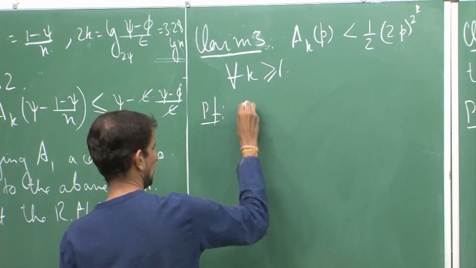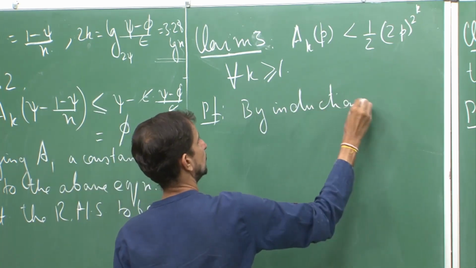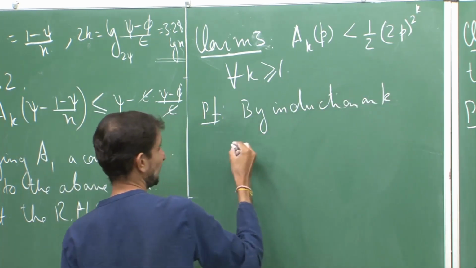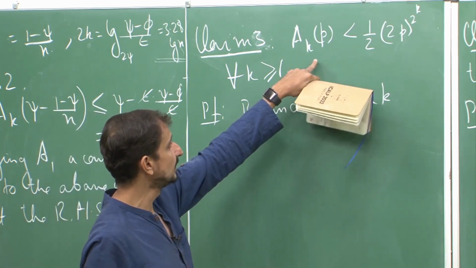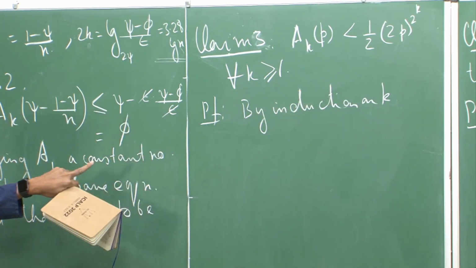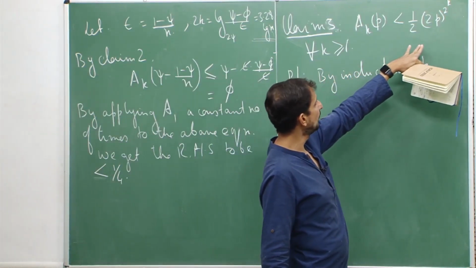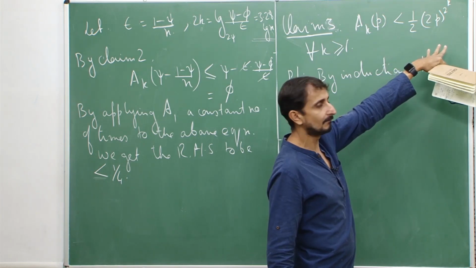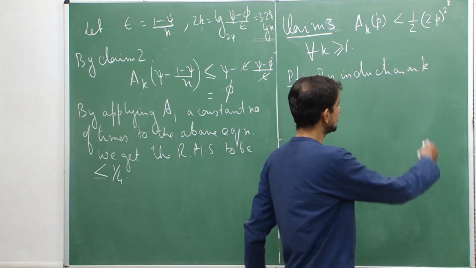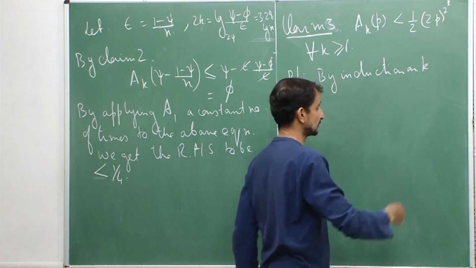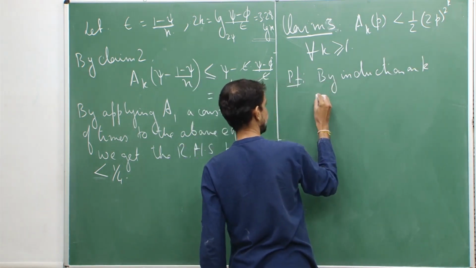So, for k equal to 1, you can see this easily. So, A_1(p) is nothing but, what was A_1(p)? A_1(p) was 2p square minus p to the power 4, right. So, essentially it is less than or equal to 2p square. So, on the right hand side I get half of 2p square. Okay. So, for k equal to 1 it is clear.